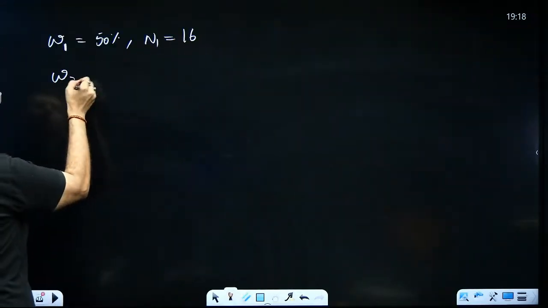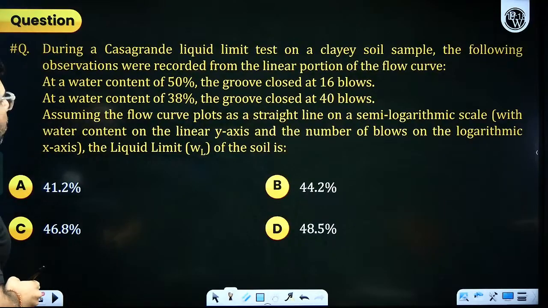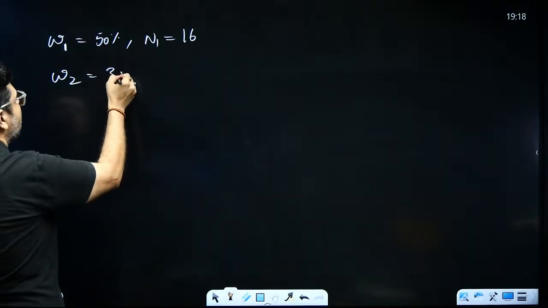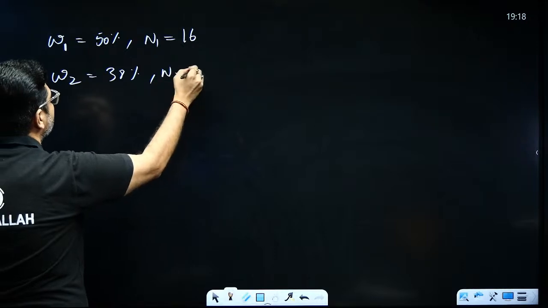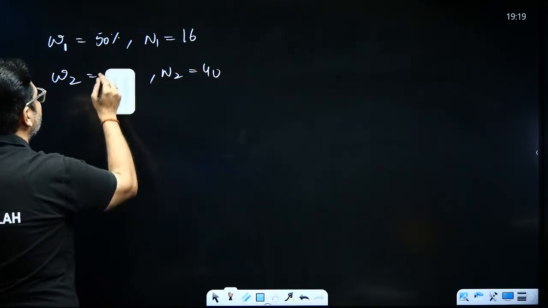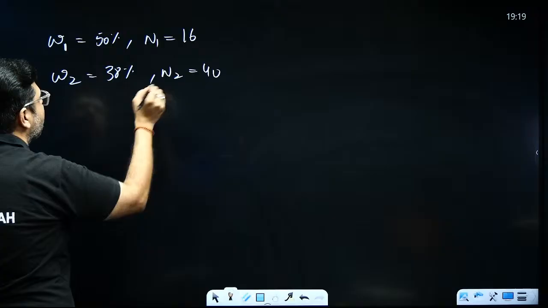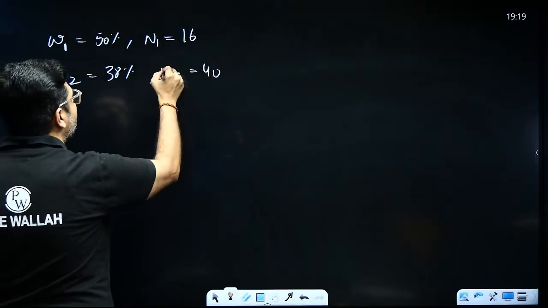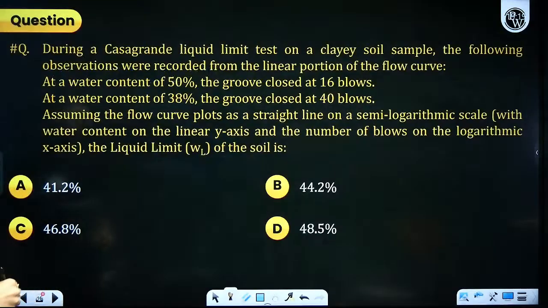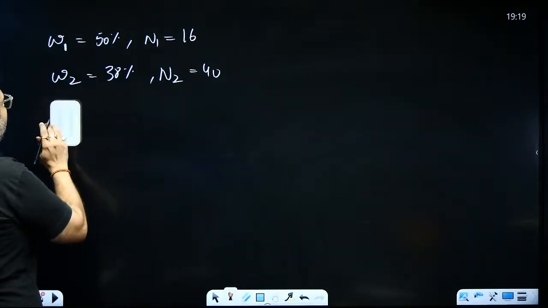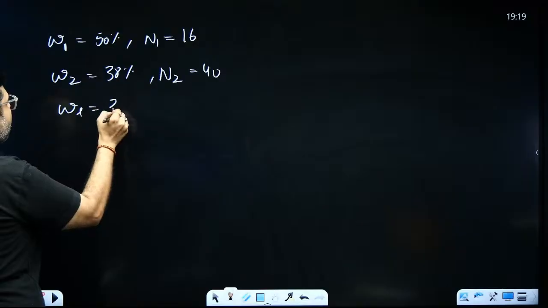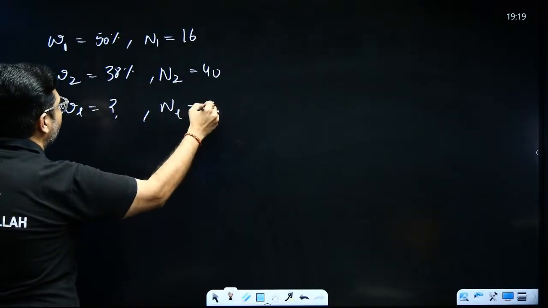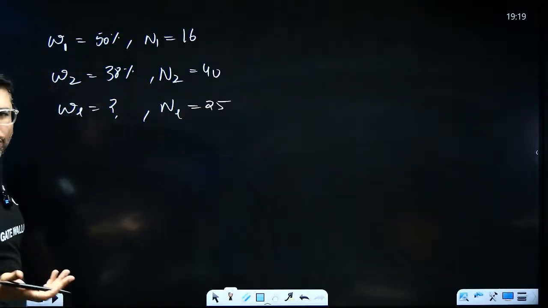And at moisture content of 38%, N2 is how much? Obviously, N2 will increase, water content has decreased. Sorry, N2 is 40, number of blows is 40. So, corresponding to 25 number of blows, we have to find out the liquid limit. So, for liquid limit, we have to find out corresponding to NL of 25, just interpolation.